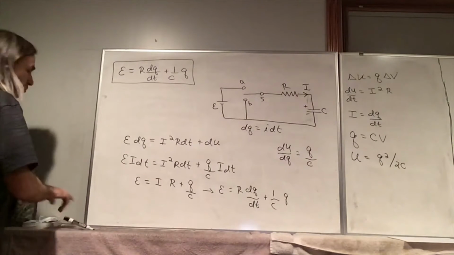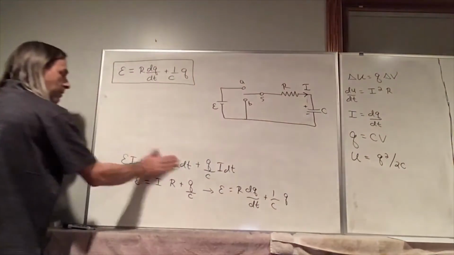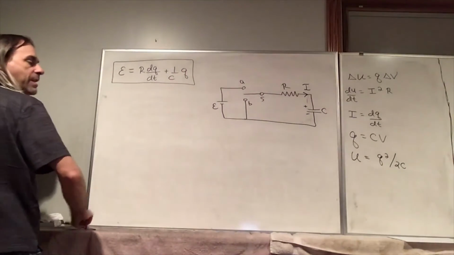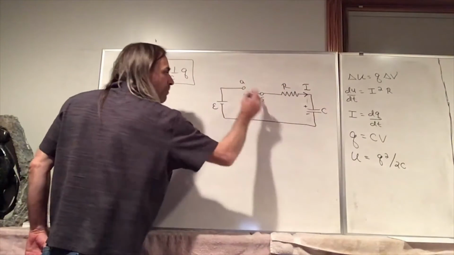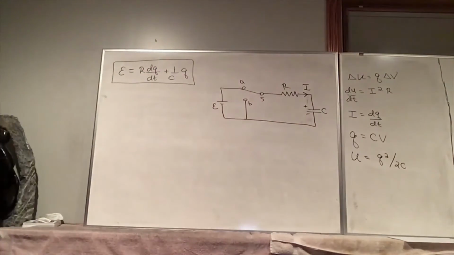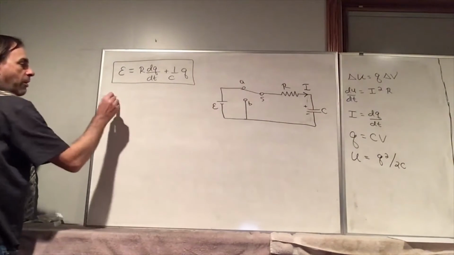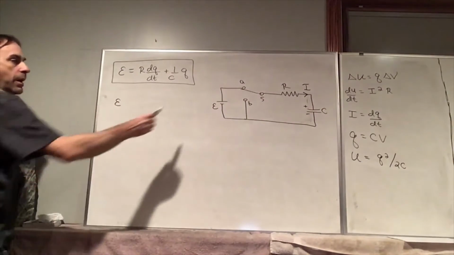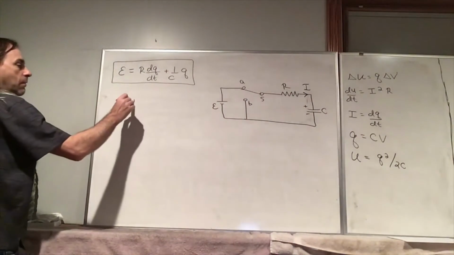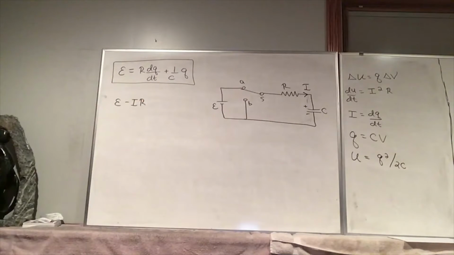Now, another approach, admittedly an easier one, is just using the loop rule. If we start here and follow this loop, remember the switch has been flipped to position A. Following this loop around, first we go through the battery, and then there's a voltage drop across the resistor, and also a voltage drop across the capacitor.